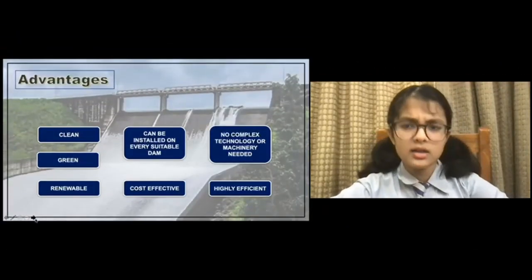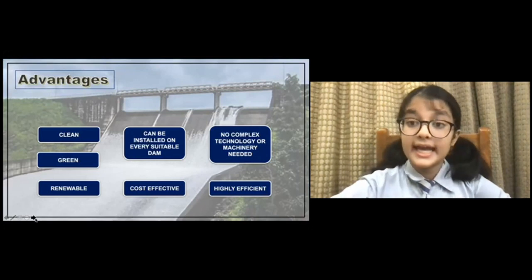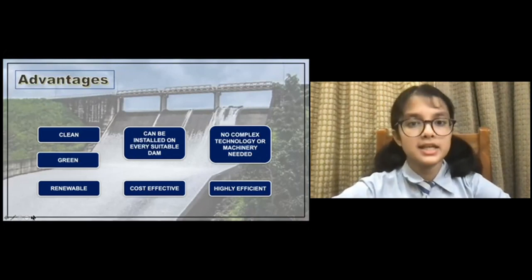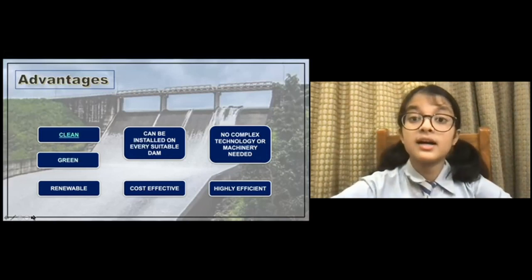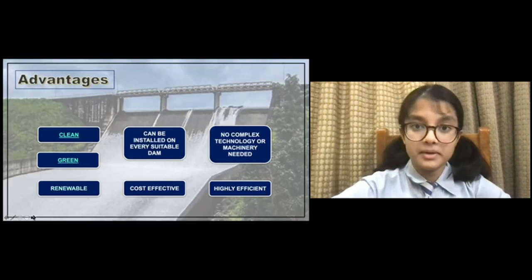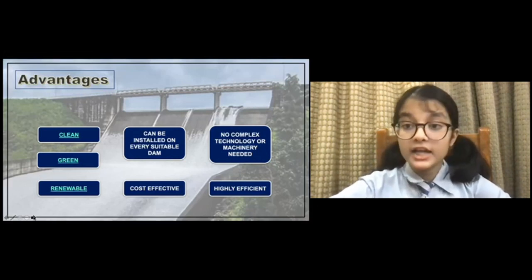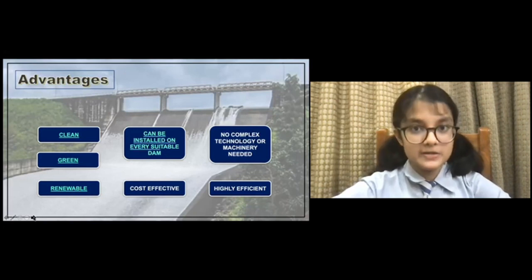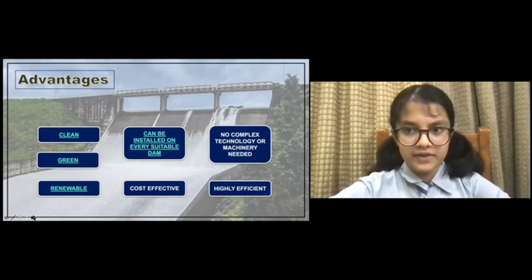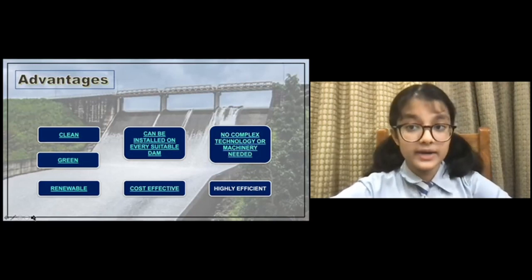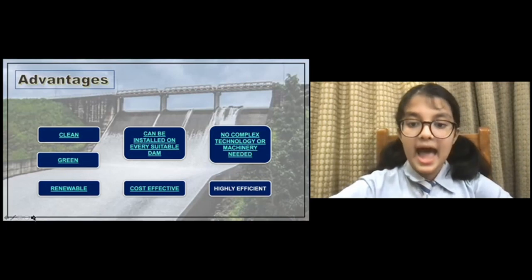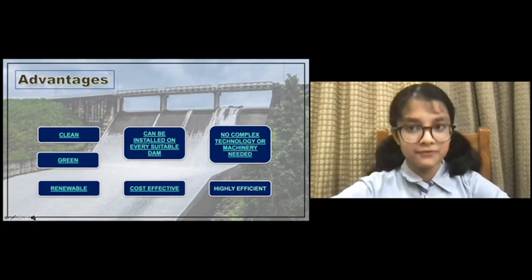Now you may ask, why hydroelectricity? Its usage reduces environmental pollution to almost zero, as hydroelectricity is a clean, green, renewable form of energy. Hydroelectric power plants can be installed on every suitable dam for generation of hydroelectricity. It is very cost-effective, as it requires least usage of machinery and complex technique, and yet it is highly efficient.